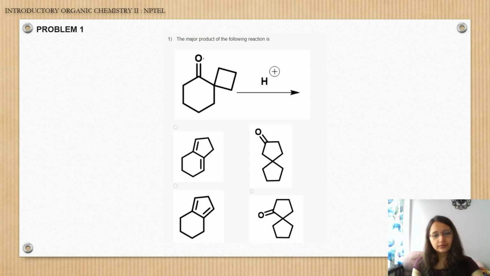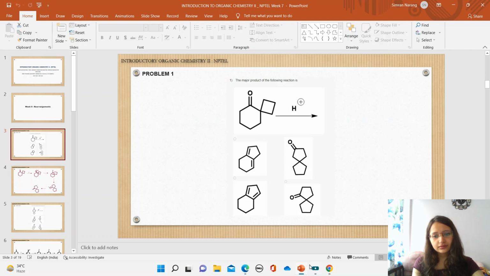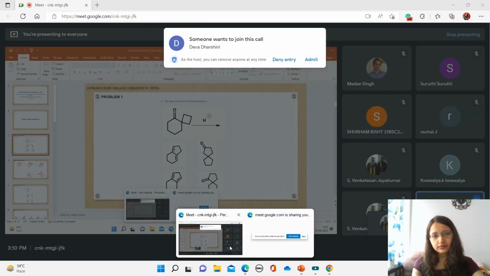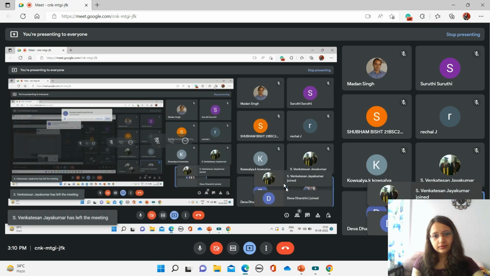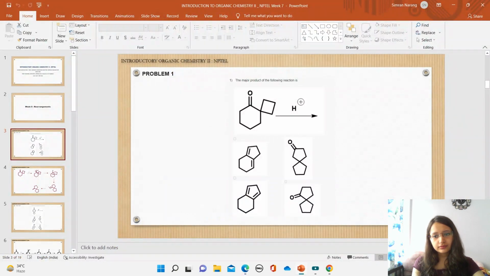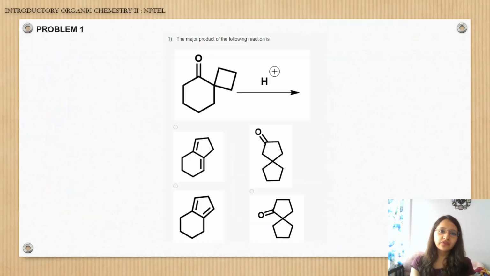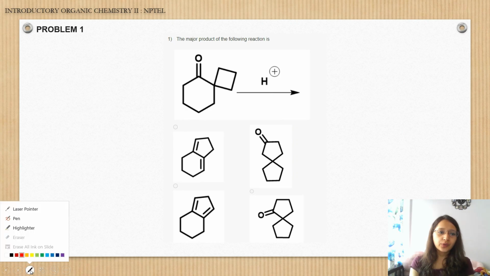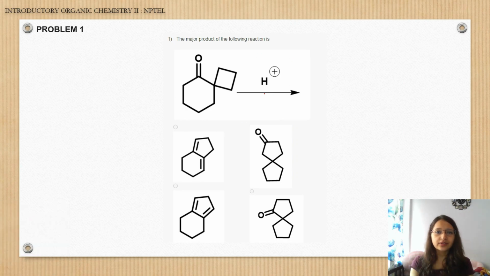Okay. So in problem one, they are asking the major product of the reaction. Here they are treating this ketone in the presence of acid. So what can happen? First of all, this acid will protonate the oxygen of this carbonyl, and a positive charge will get generated here, which is an oxonium ion. This will happen for sure because we have an acid in our system, which will protonate the oxygen of the carbonyl group.